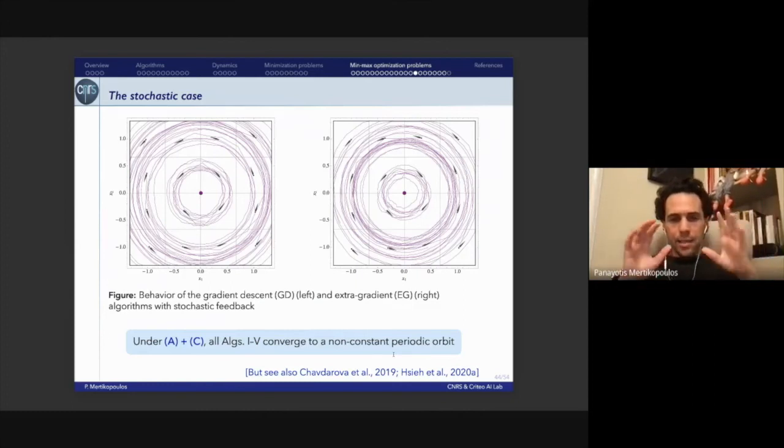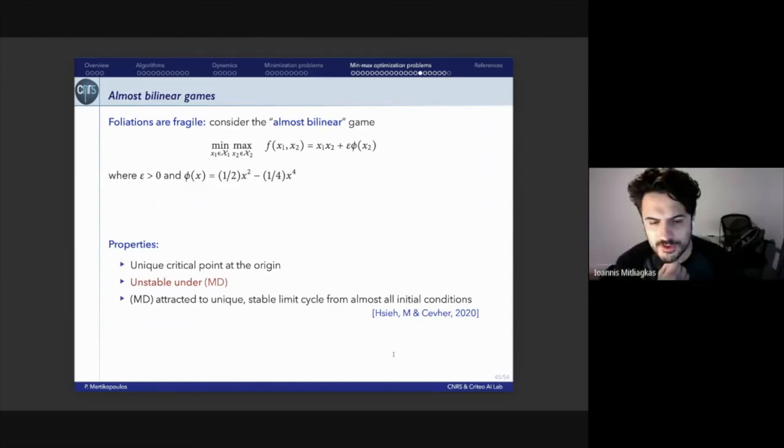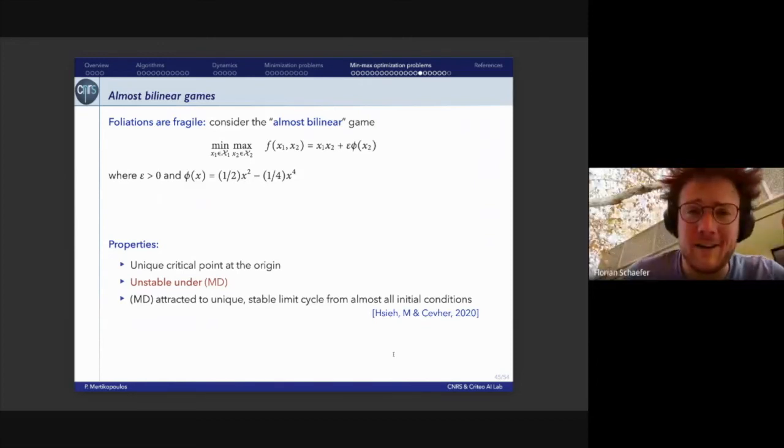But at least for the algorithms that we presented, the result is that in all cases you are converging to a non-constant periodic orbit. Panayotis? Yes. We have a question by Florian, and then I also have a question. Go ahead, Florian. So I think I understand.